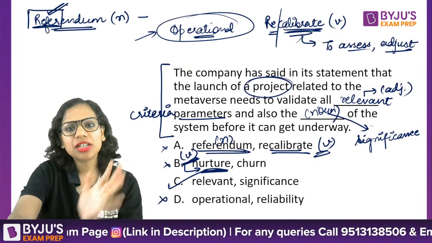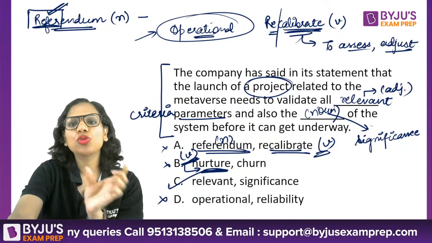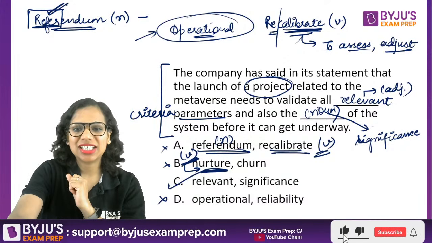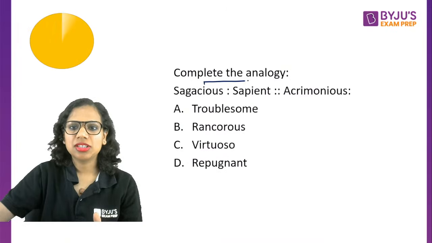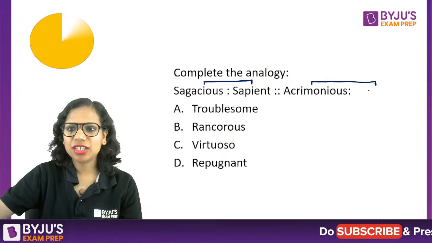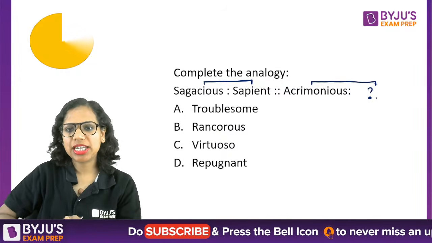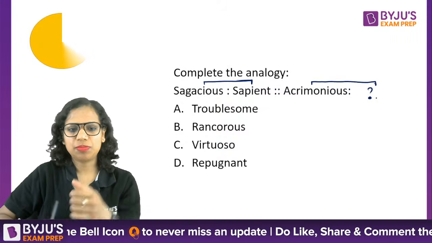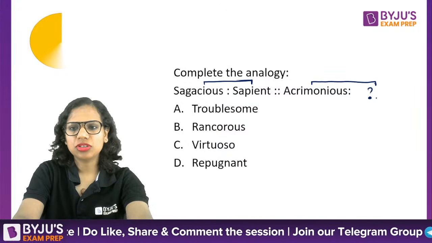Now we come to another type of analogy question. Here there need to be two pairs, but one element of the second pair is missing. So you have to complete the analogy. Complete this analogy. Sagacious is to sapient. Then just like that, acrimonious is to question mark. 40 seconds. Sagacious is to sapient. Acrimonious is to dash.